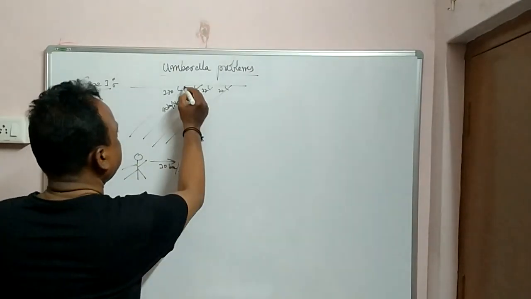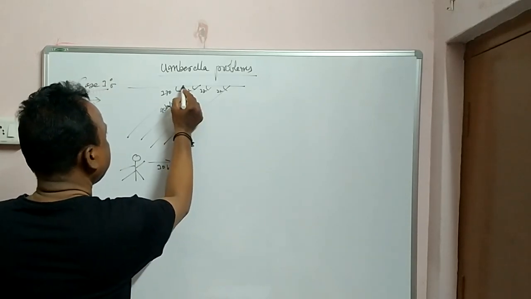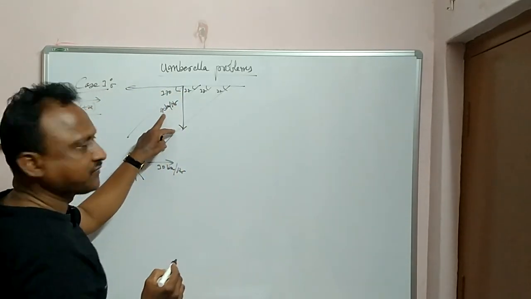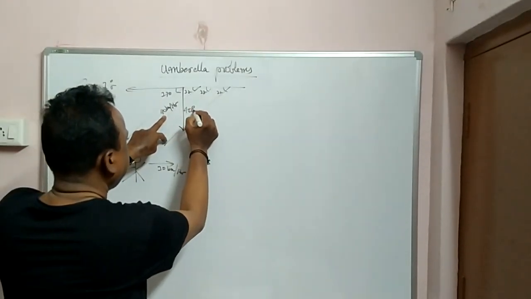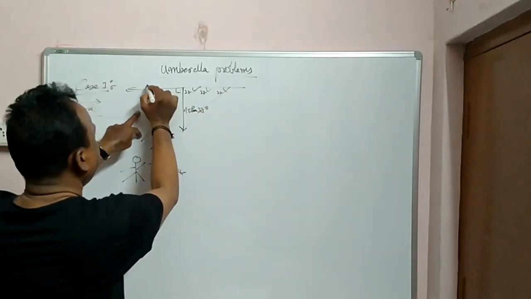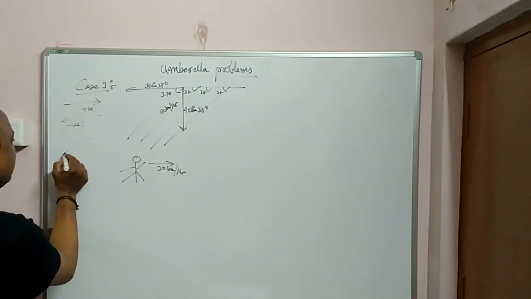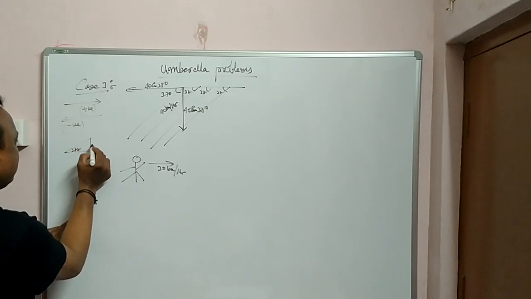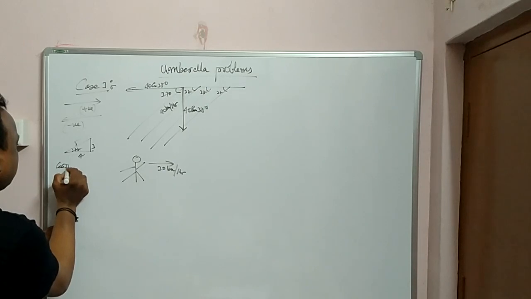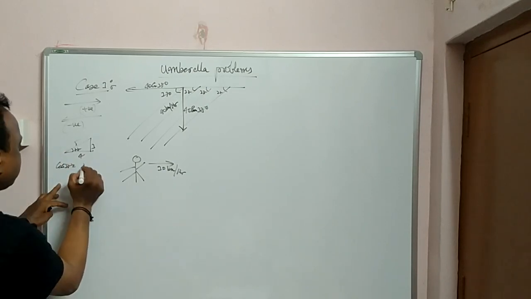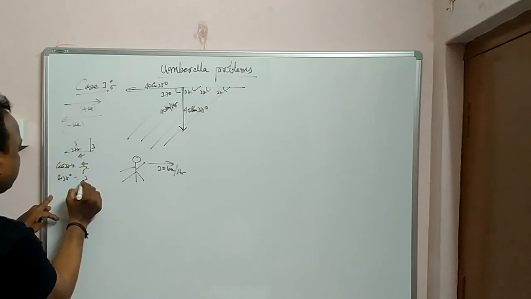In this case, what you have to do is resolve the components. So rain will have two components, one vertical and one horizontal. Rain is falling at 40 kilometers per hour, so the components will be 40 sin 37 and 40 cos 37. We all know the famous triangle 37, 3, 4, 5. So cos 37 is adjacent by hypotenuse, 4 by 5, and sin 37 is opposite by hypotenuse, 3 by 5.